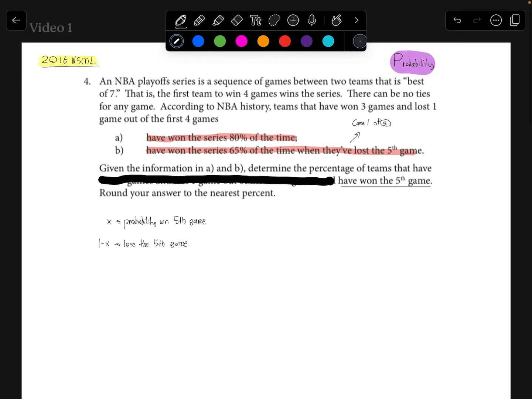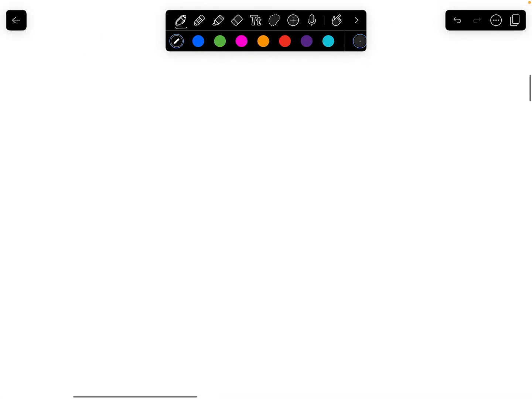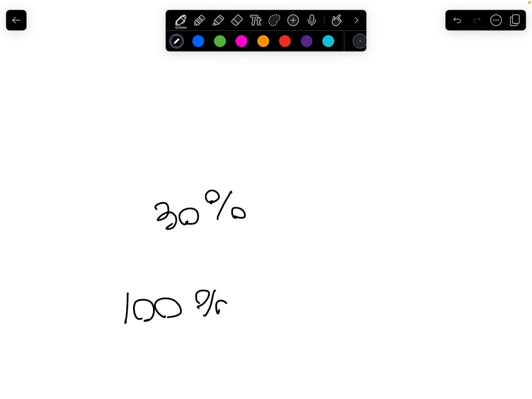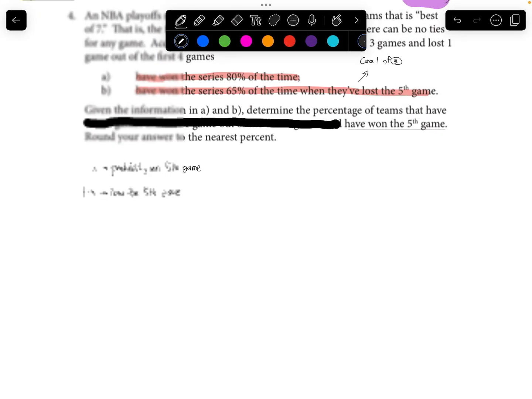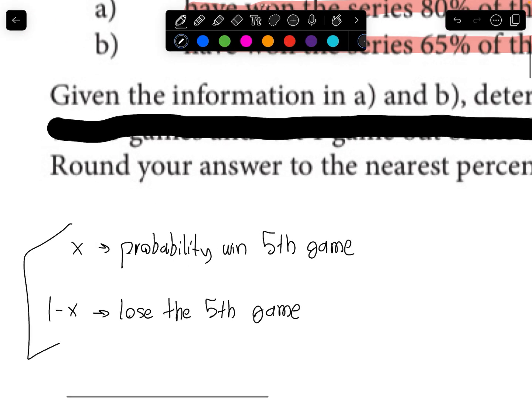The reason this is true is because, let's say, for example, I told you there was a 30% chance of raining today. What is the percentage of it not raining today? Well, that would just be 100% minus the 30, right? So 70%. We take the complement, which is why this works.